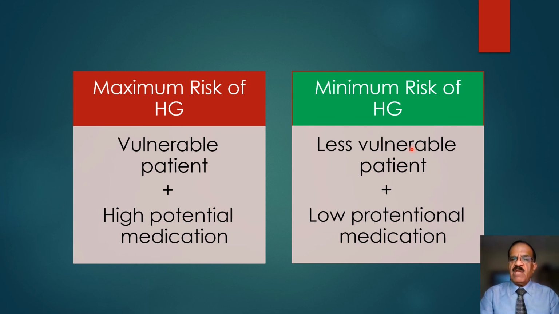But of course there would be different grades and shades. For example, a vulnerable patient taking low potential medication or a less vulnerable patient taking high potential medicine, they would have intermediate risk. So I think in every individual we need to define the risk, and accordingly we make a plan for him.